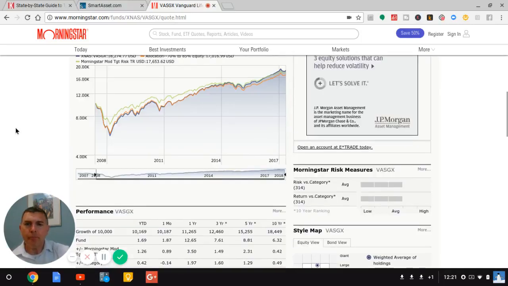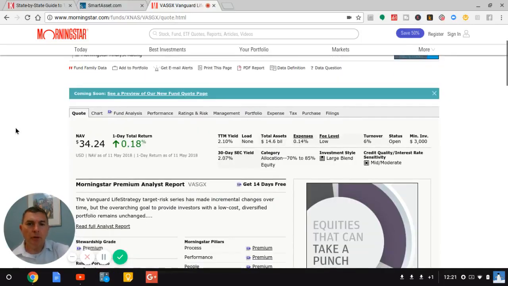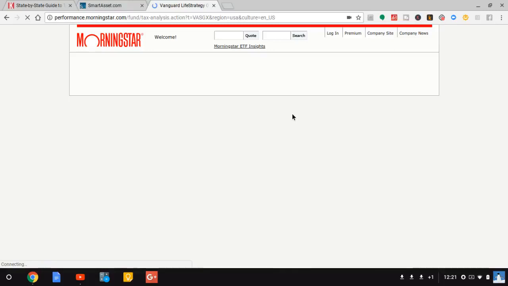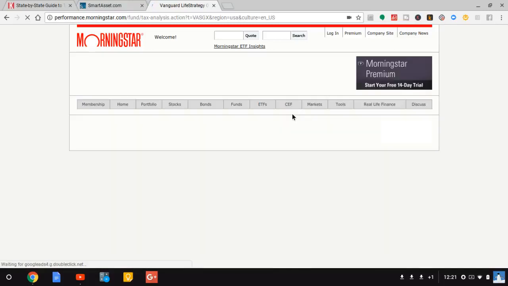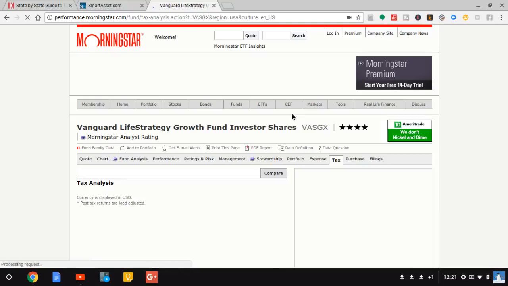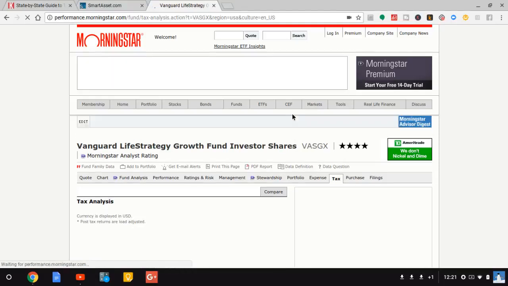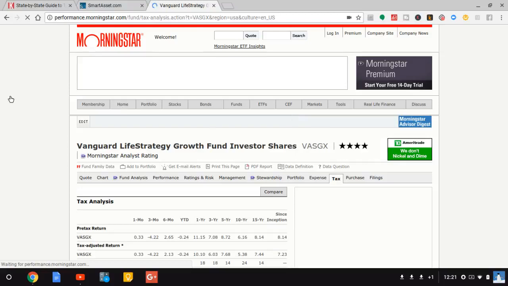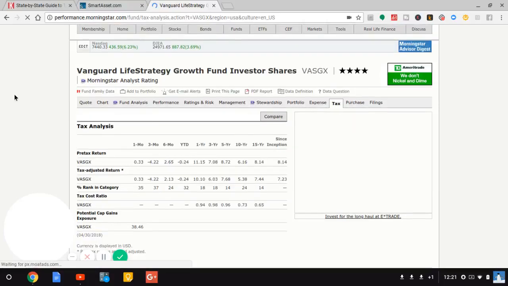All right, so what I want to show you now is I want to go over to tax, because this is incredibly important. Again, if it's in an IRA, it doesn't matter. Anything that comes out will be taxed as ordinary income. No ifs, ands, or buts. It does not matter. You pull $10 out, you're paying taxes on $10 as ordinary income. You pull 10 million bucks out, you're paying ordinary income tax. But I want to show you this.